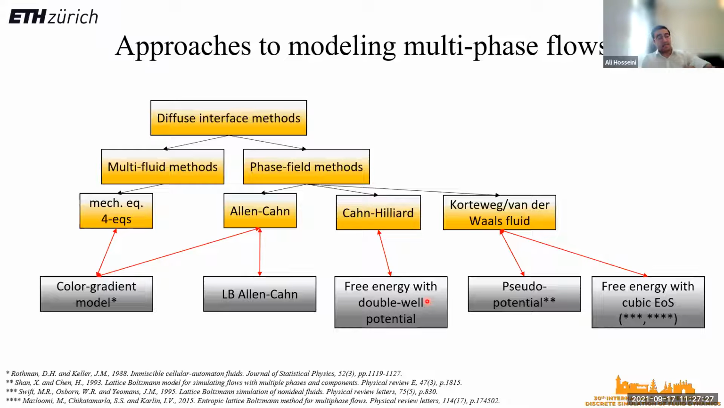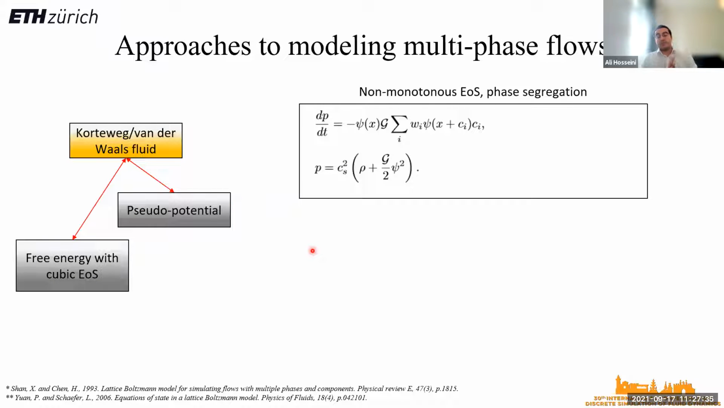And then you have the final class of formulations that's interesting, the pseudo-potential formulation and the free energy method with cubic equations of state. So I'm going to go into the pseudo-potential formulation. It's a very interesting formulation because at first look, you can't very rapidly see the relationship between the pseudo-potential formulation and any of the macroscopic models that we talked about before. But if you look into it, in the context of pseudo-potential, there is a non-local contribution to the momentum that's formulated like this in its initial version. And this, in turn, at leading order, results in a non-monotonous equation of state, which supports phase segregation.